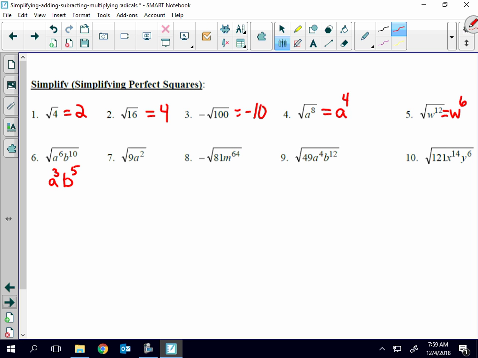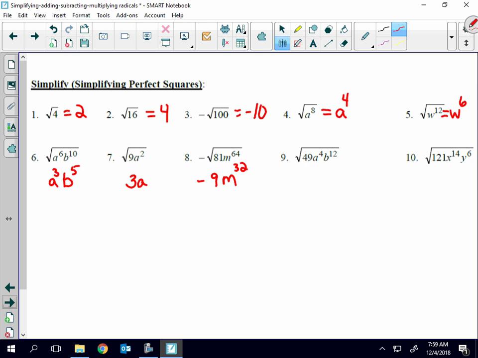All right, when you have a number and a letter, just take the square root of the number, which is 9. So the square root of 9 is 3. And the square root of a squared is a. We kind of already know that from doing quadratics. Okay, we want the negative root here. And the negative square root of 81 is 9. And then we have m to the 64, so don't forget we want to have that exponent. That's going to be 32.